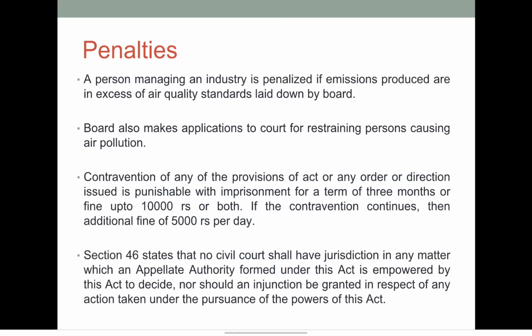Then section 46 states that no civil court shall have jurisdiction in any matter which an appellate authority formed under this act is empowered by this act to decide, nor should an injunction be granted in respect of any action taken in pursuance of the powers of this act. That means it debars the civil courts. Civil courts will not have any jurisdiction. If any order is given by the concerned authority, civil courts cannot interfere. That is the meaning of this section 46.